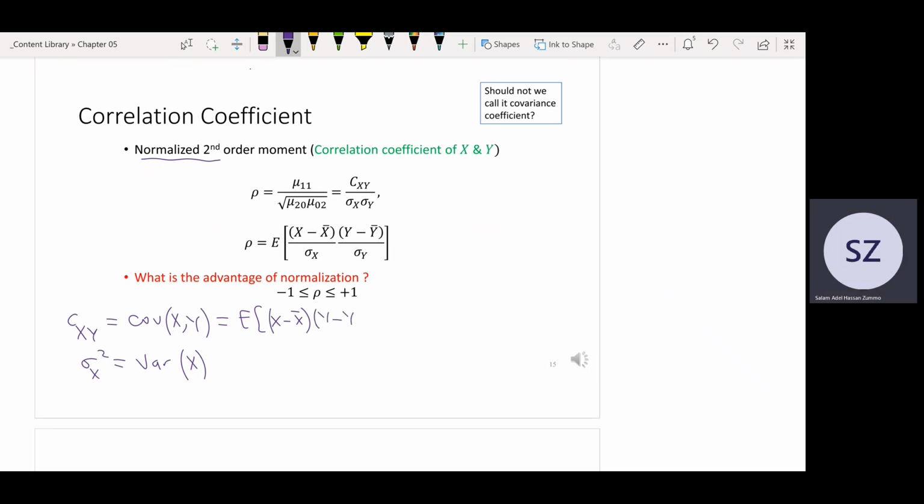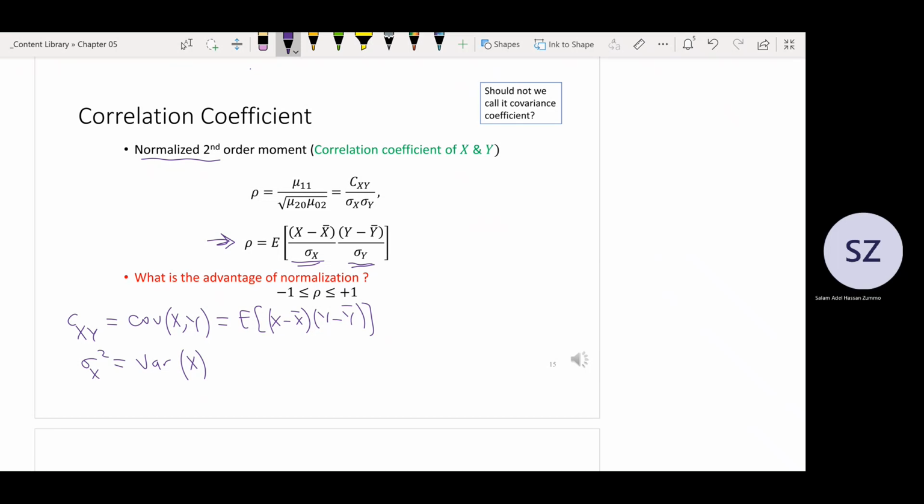If you remember with the Gaussian random value, in order to normalize our Gaussian random value, what did we do? We subtracted the mean and divided by the standard deviation. So similarly here, instead of defining the covariance, we define what we call the correlation coefficient. It is the expected value, the same as the covariance, however we divide by the standard deviation of x and by the standard deviation of y.